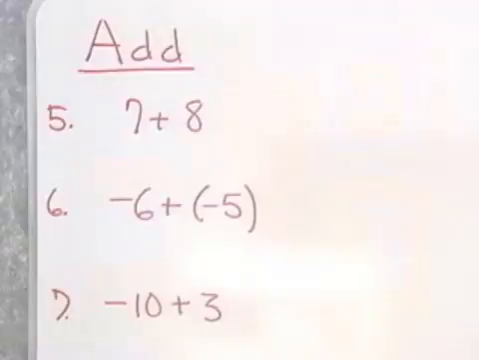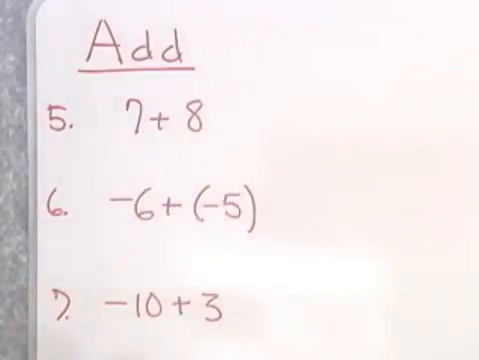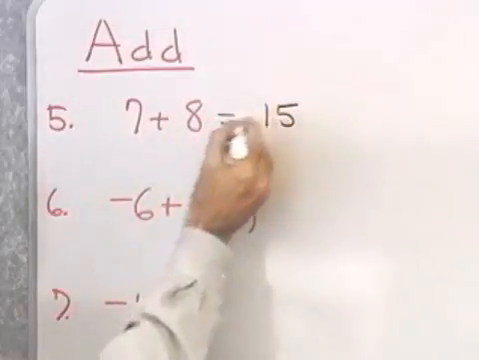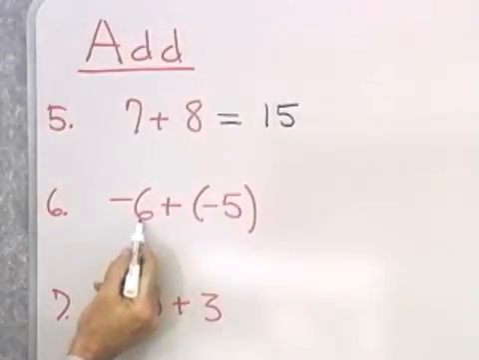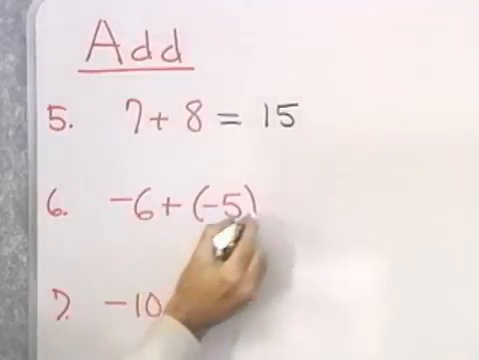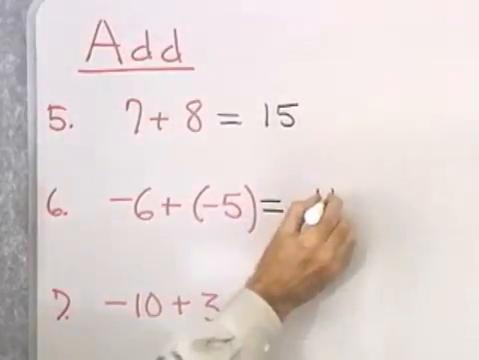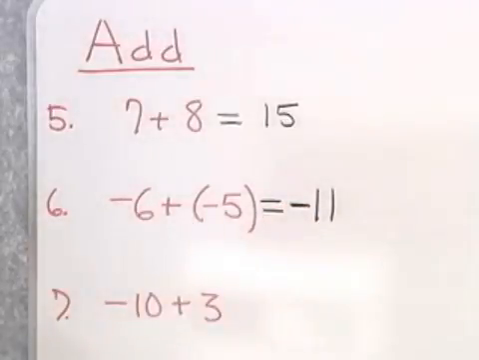So here we go. So problem number 5, we have 7 plus 8, two numbers with the same sign. So I add absolute values and get 15. They're both positive, so the answer is positive. Problem 6, -6 plus -5, two numbers with the same sign. So again, I add absolute values. 6 plus 5 is 11. And the common sign is negative, so the answer has that sign.